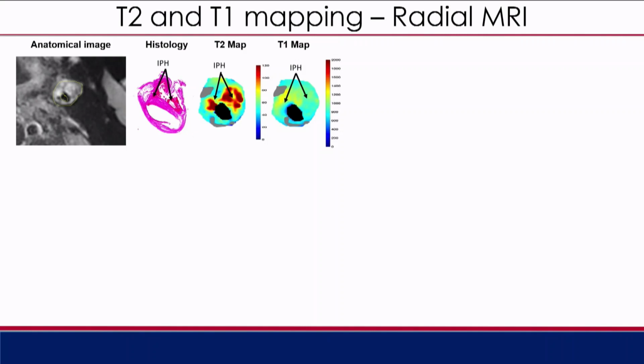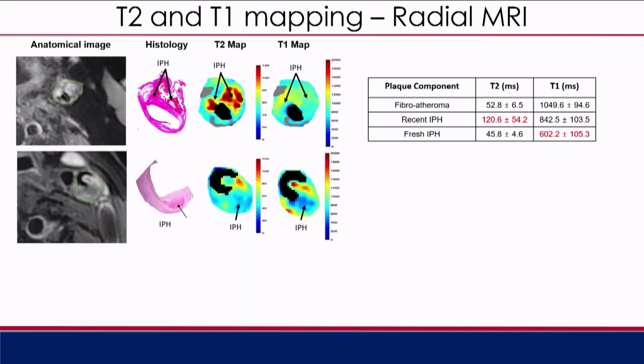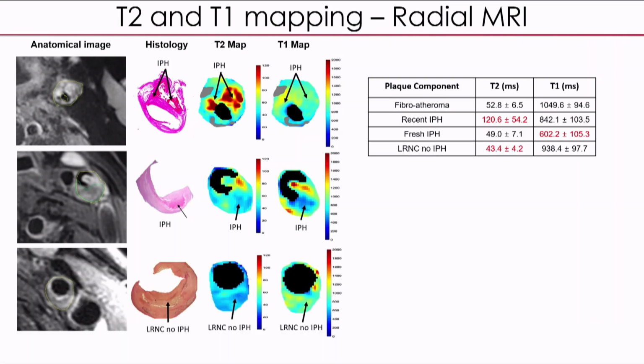And here's one example of somebody with a fairly complex plaque. Looking at the histology, there's clear presence of calcium, but also intraplaque hemorrhage, and it has a quite high T2, and kind of an intermediate T1. So that is consistent with a fresh IPH. This is another example of somebody with an intraplaque hemorrhage. In this case, T2 is low, and T1 is really much lower than that one. So that is consistent with the presence of a fresh IPH.